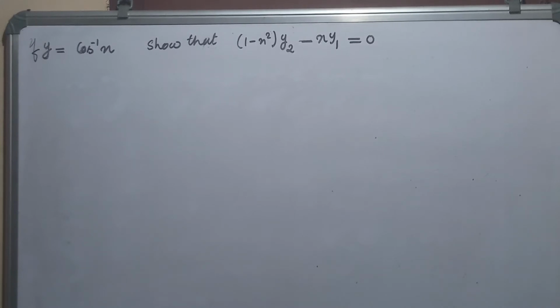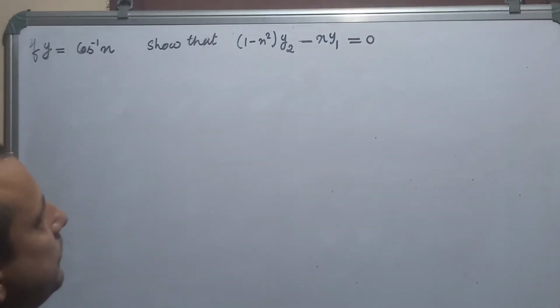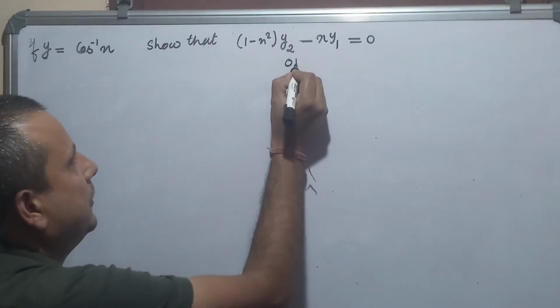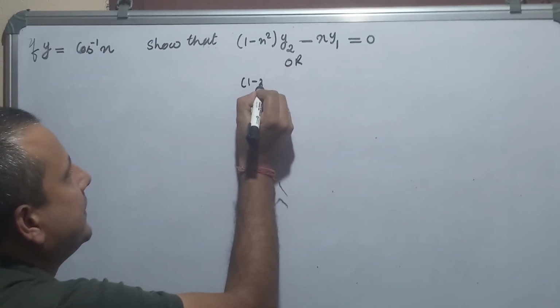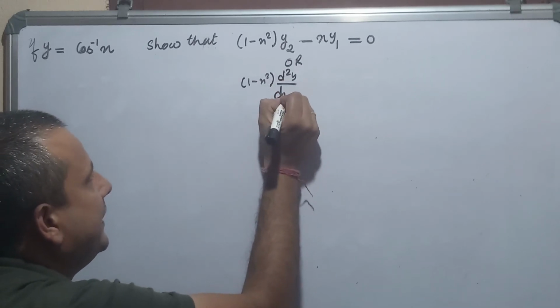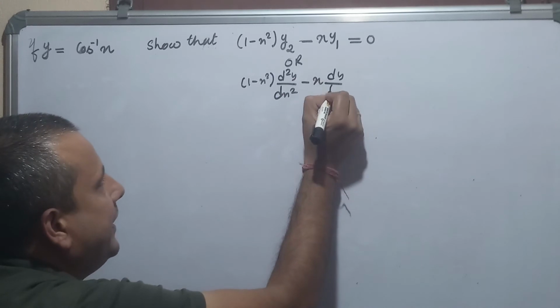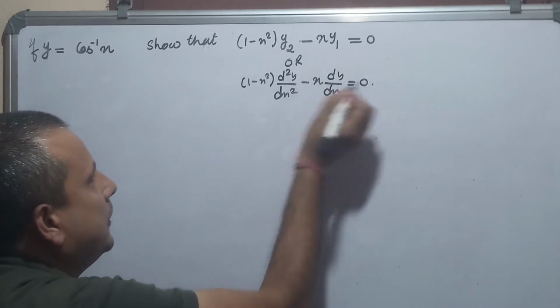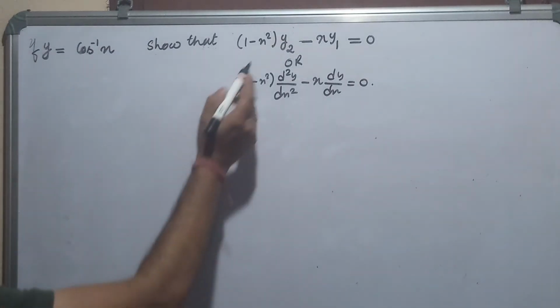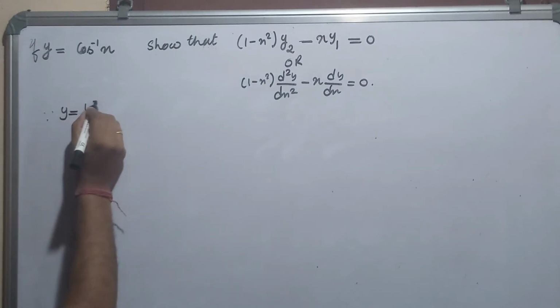Now dear student, in this question, this section is a little bit different. (1 minus x square) y2 minus x y1. You may get this question in this form also. Or (1 minus x square) y2 means d2y by dx square, minus x y1 means dy by dx, equals to 0. But I'll use this notation since y is equals to cos inverse of x.